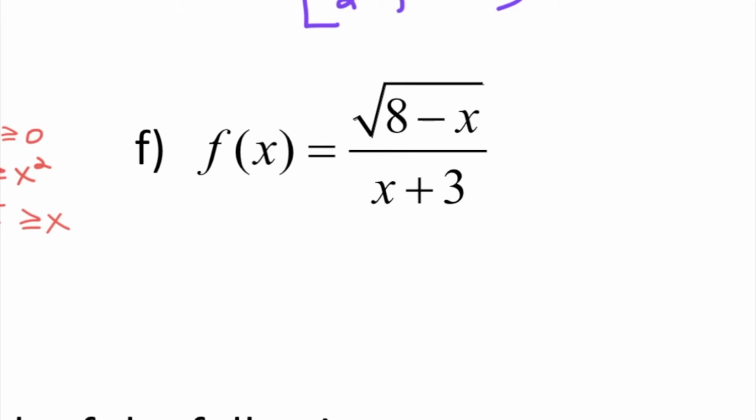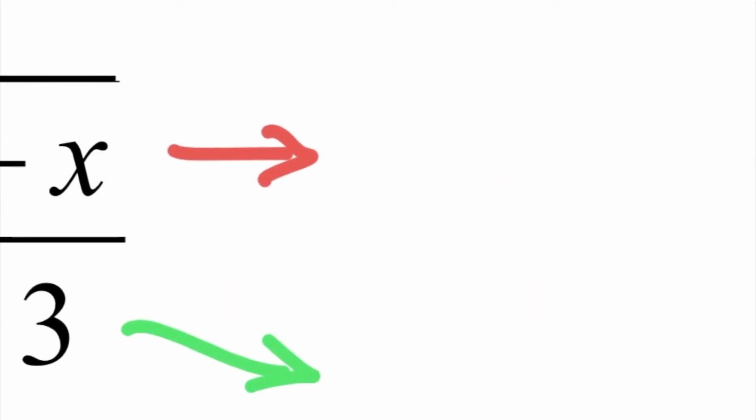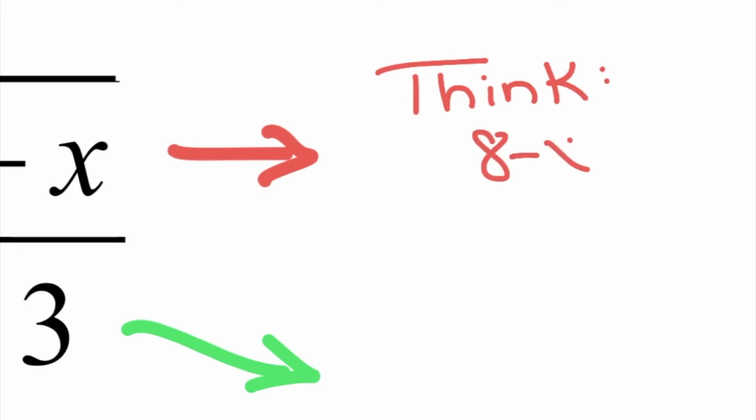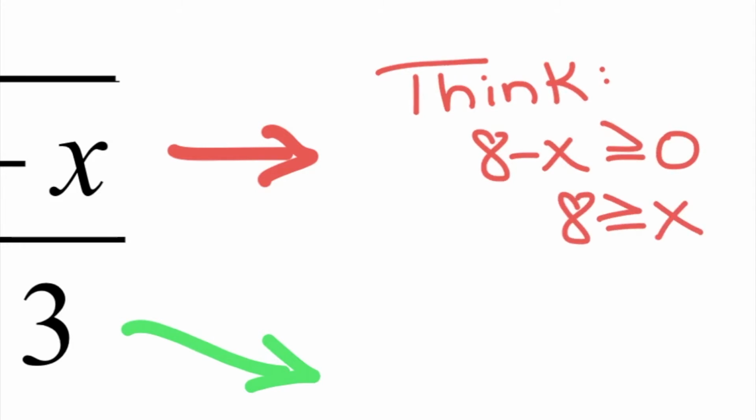Now for letter F, there are 2 things to consider. There's the numerator, which has a radical, and the denominator, which can't be equal to 0. So I'll start with the numerator, and you need to think to yourself that 8 minus x, the inside of the radical, has to be greater than or equal to 0. 8 has to be greater than or equal to x.